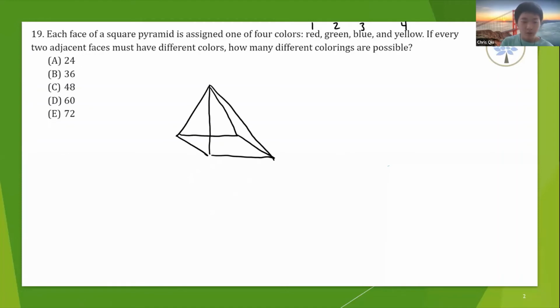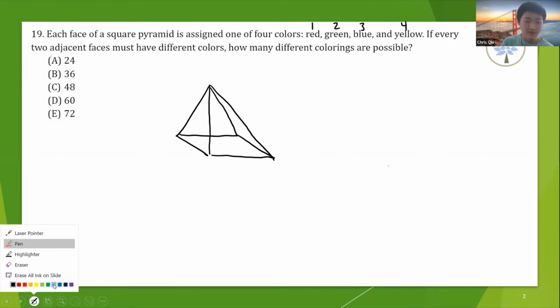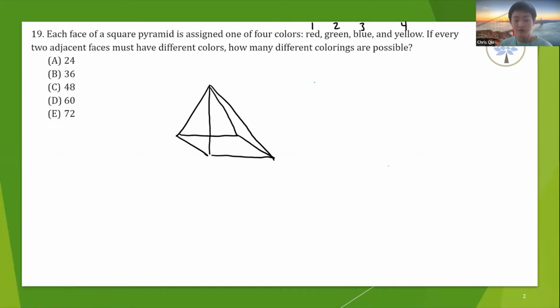And we want to examine what this rule asks us to do. So we want to color this square pyramid so that each 2 adjacent faces don't have the same color. Let's draw out where the faces are. So we have 5 faces. 4 of them are lateral faces of this pyramid, and 1 of them is the base, which is adjacent to all 4 other faces.